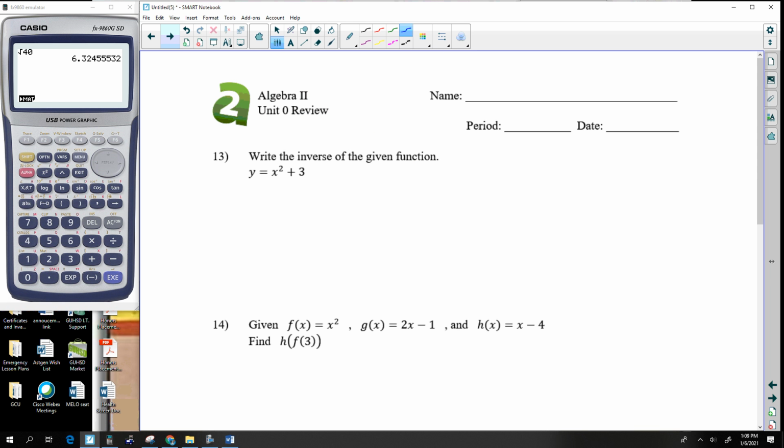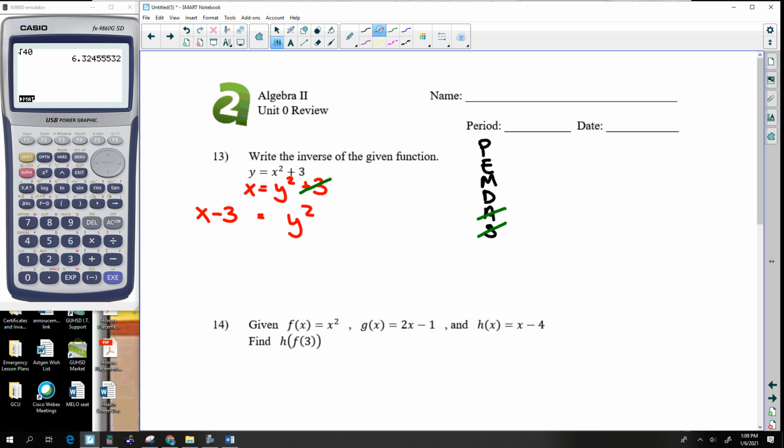Write the inverse. That means x's become y's, y's become x's. So this is x is equal to y squared plus 3. Again, we are going to follow, please excuse my dear Aunt Sally, backwards. So is there anything subtracting my y? No, there's nothing subtracting. Is there anything adding to my y? Yes, there's a plus 3. So that means I minus 3. Plus 3 goes away.